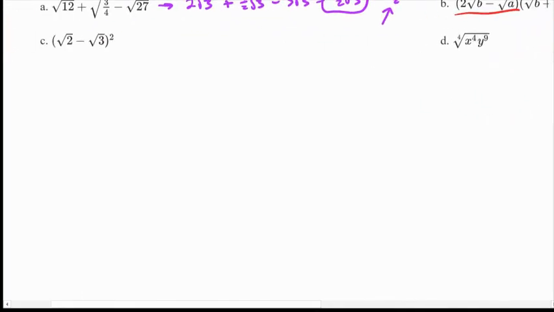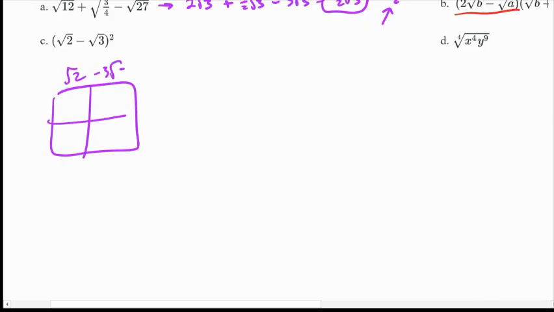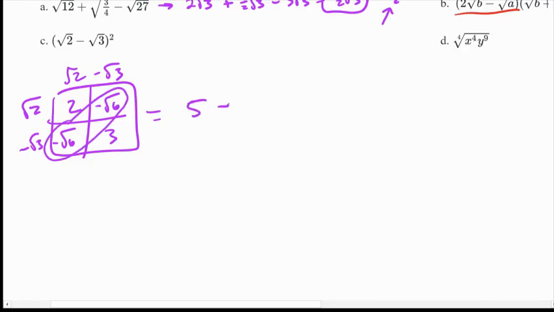Third one here, we're going to square them. So same idea, I'm going to throw it into the box, and root 2, negative root 3, root 2, negative root 3. So this becomes 2. This becomes the square root of 6. This also becomes the square root of 6. This becomes positive 3. Now these are like terms, and so are the other corners. So it becomes 5 minus 2 root 6.